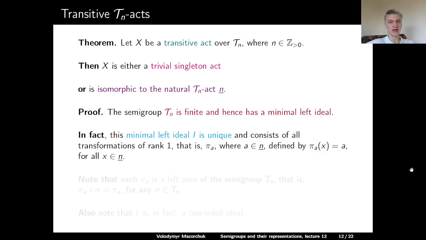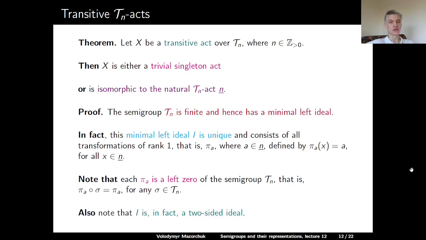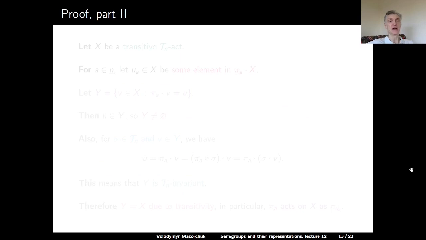So for an element A in n underlined, we have the transformation pi A, which sends all elements in n underlined to A. So that's a rank 1 transformation. Let us note that each pi A is a left 0 element of the semigroup, which means that pi A after any sigma from Tn is equal to pi A. And also note that our minimal left ideal I is in fact a two-sided ideal, so all rank 1 transformations form a two-sided ideal. So let X be a transitive Tn act.